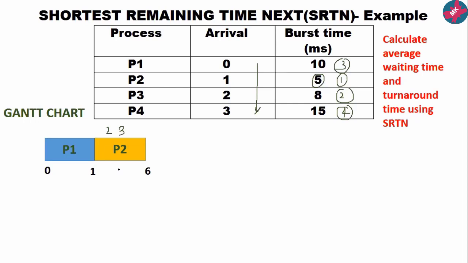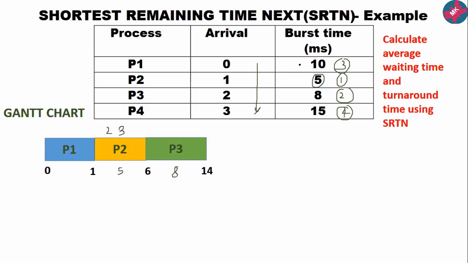Now if you observe, it has a CPU burst of 5, so it will execute non-stop for 5 milliseconds. Now after this, which is the next CPU burst? P3, isn't it? So after P2, the next CPU burst that will be executed is P3 for 8 milliseconds. So this will be 6 plus 8, 14.